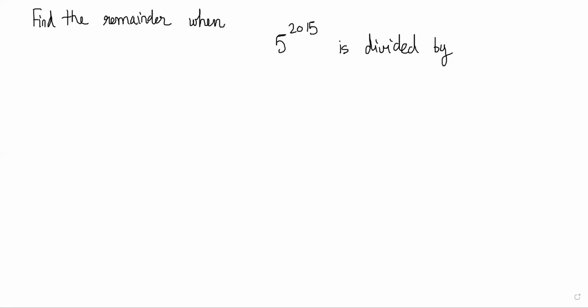Again, sometimes they might ask you things like find the remainder when, let's say, 5 power 2015 is divided by 13. Questions like this. 5 power 2015 is divided by 13. Find the remainder. Okay. So what is happening here?